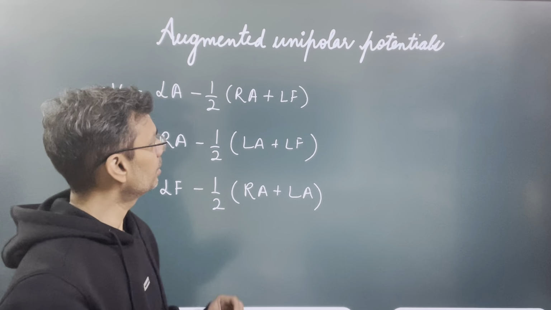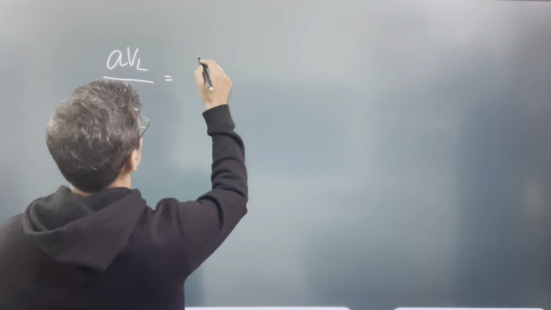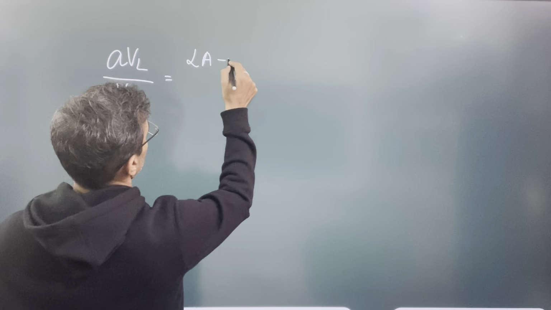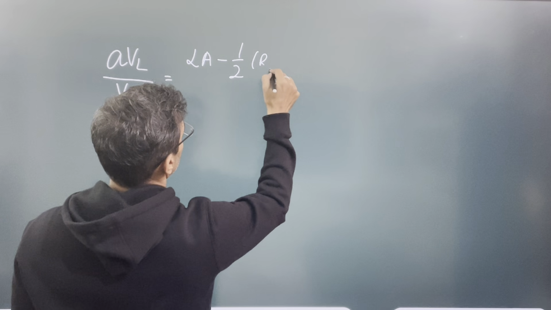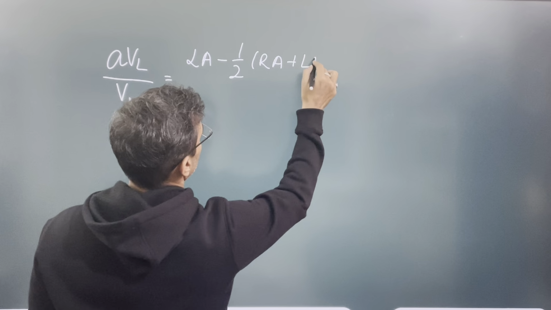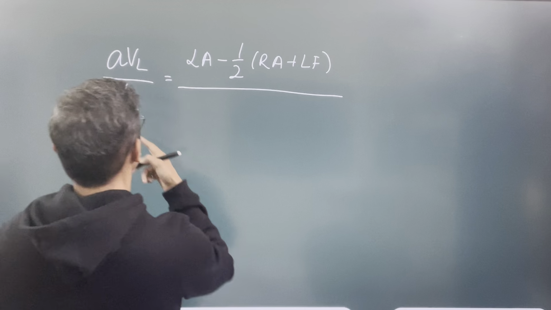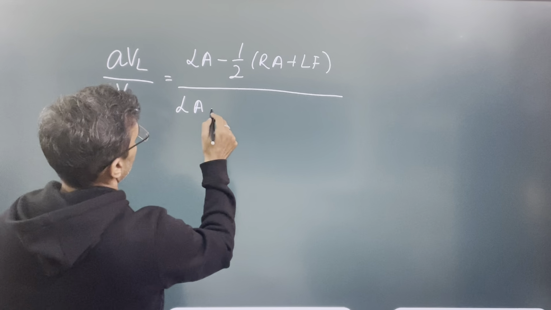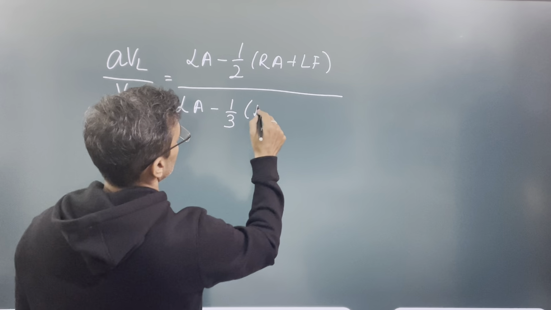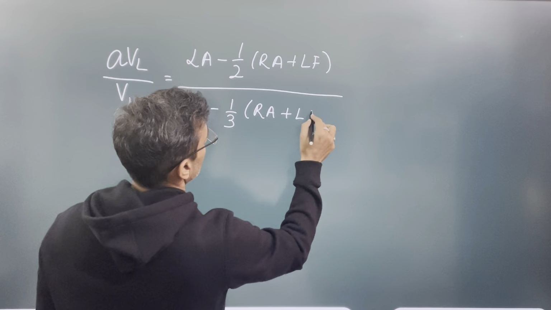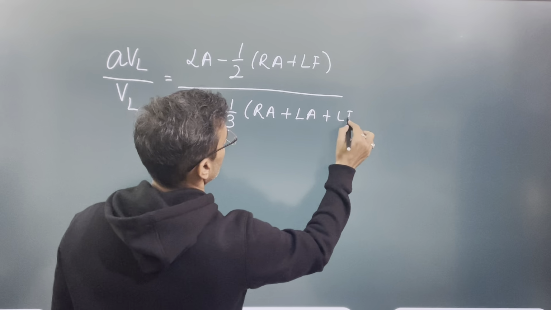Now it's time to compare these potentials. Let's take the example of the left arm unipolar lead, AVL. We are comparing AVL divided by VL. What was the potential of AVL? It was LA minus half (RA plus LF), and the potential of VL was LA minus 1/3 (RA plus LA plus LF).